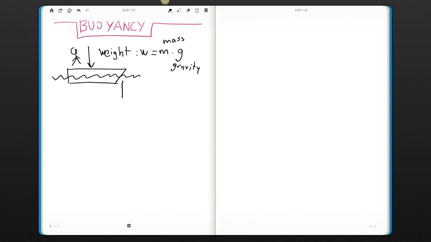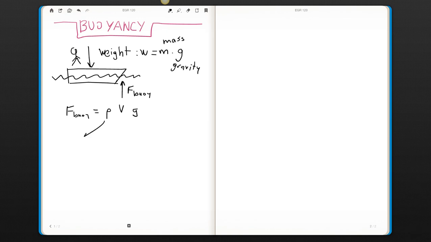And the buoyant force, this is the buoyant force that basically is the water that is displaced by the amount of boat that is in the water. And the buoyancy force is given with this equation: rho, the density of the water or the liquid, the volume, and the gravity.